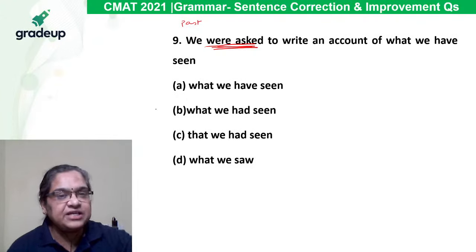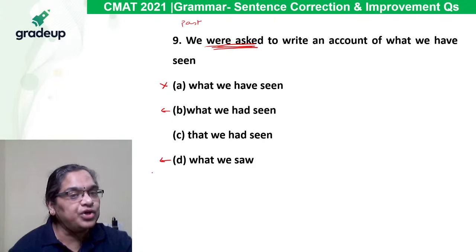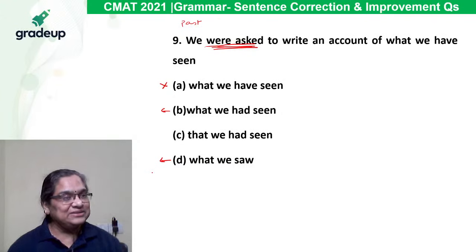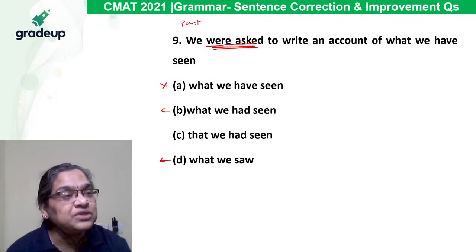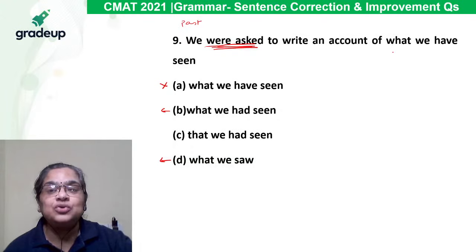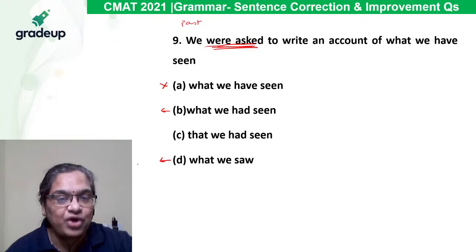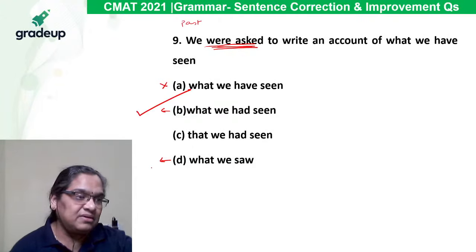What we have seen is wrong because it is past. Is it what we had seen or what we saw? What do you think is the correct answer? Remember, it's in passive voice. What did you see? He asked us what we had seen. Correct? So we were asked to write an account. It is in passive voice. So not what you saw, it will be what we had seen, because the whole thing is in passive voice.